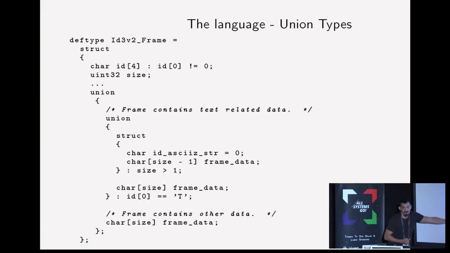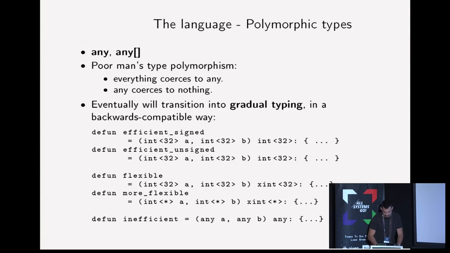Well, it is different because this happens only if ID 0 is not T, and this happens if ID 0 is T and size is not bigger than one. I know it takes a little bit to get used to those unions, but when you do, it's quite nice.